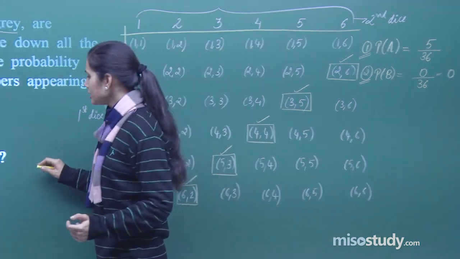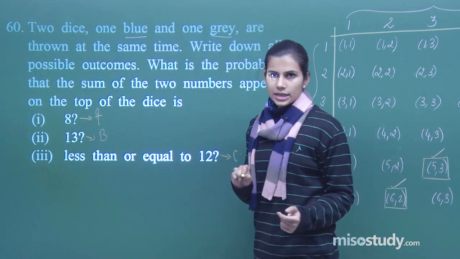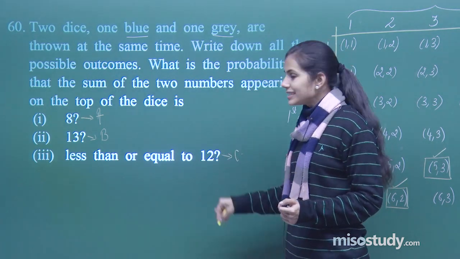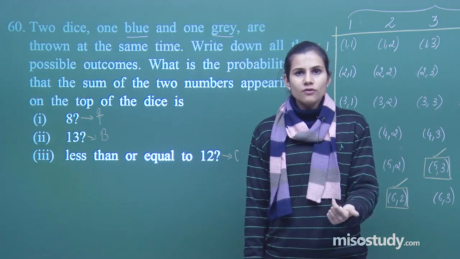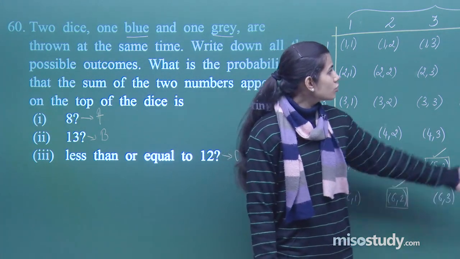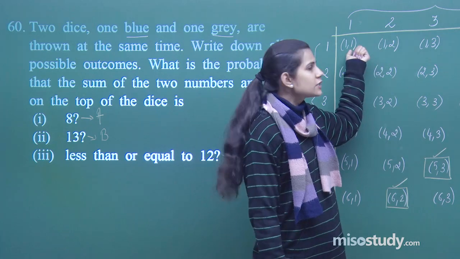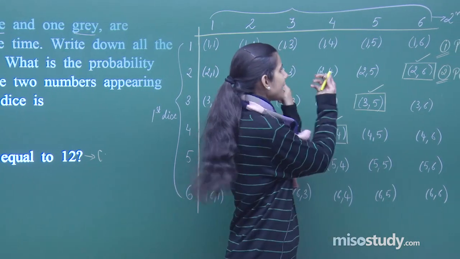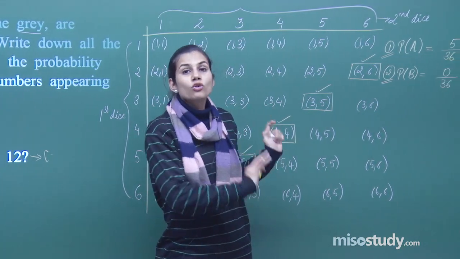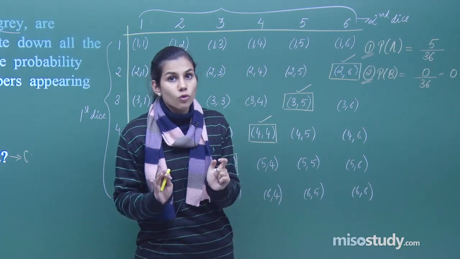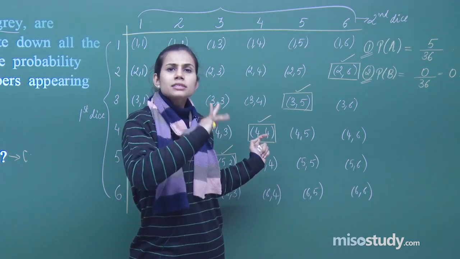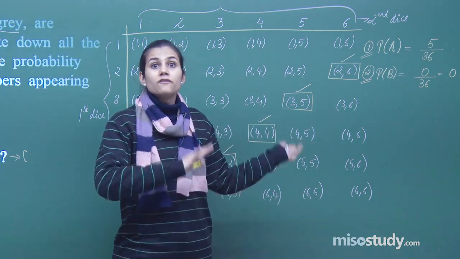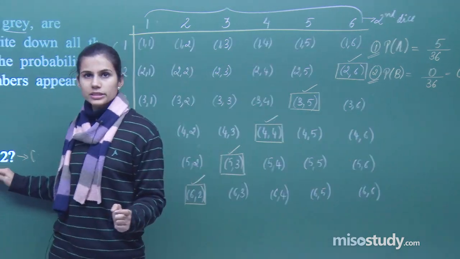If I talk about event C, I wish to find the probability that the sum of the two numbers appearing on the top of the two dice is less than or equal to 12. Either the sum is 12 or the sum is less than 12. If you focus on all these possible outcomes, the sum begins from 2 and goes on till 12. So, out of these 36 outcomes, any outcome which comes up is going to make my event C occur. Why? Any outcome you pick up, either the sum of the two numbers will be 12 or it will be less than 12. Absolutely no outcome is going against this statement.